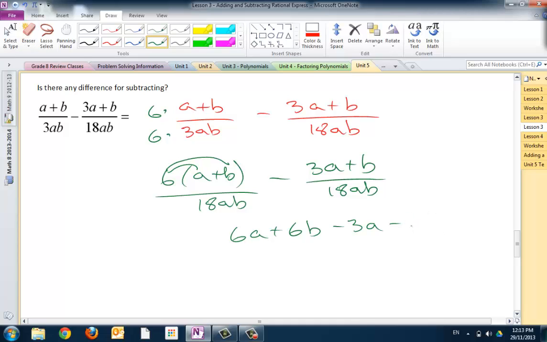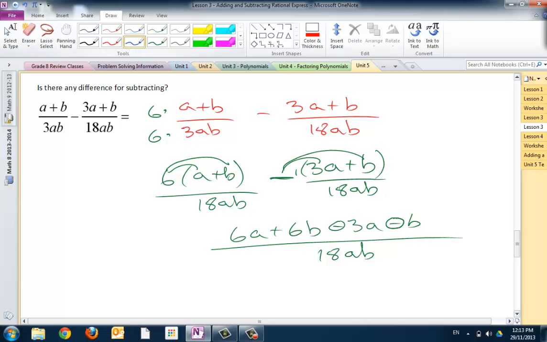Why do I keep writing 5s for my b's? Notice that when I'm subtracting this binomial, that's like an implied 1 here, so I need to distribute that subtraction sign on, which will change this to a minus, and change this to a minus. All over 18ab. Now I can combine some like terms. I've got 6a minus 3a gives me 3a. 6b minus b gives me a plus 5b, all over 18ab.